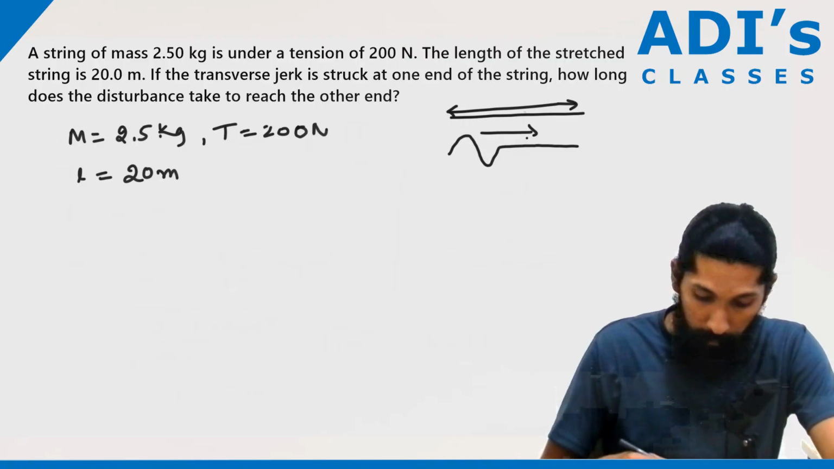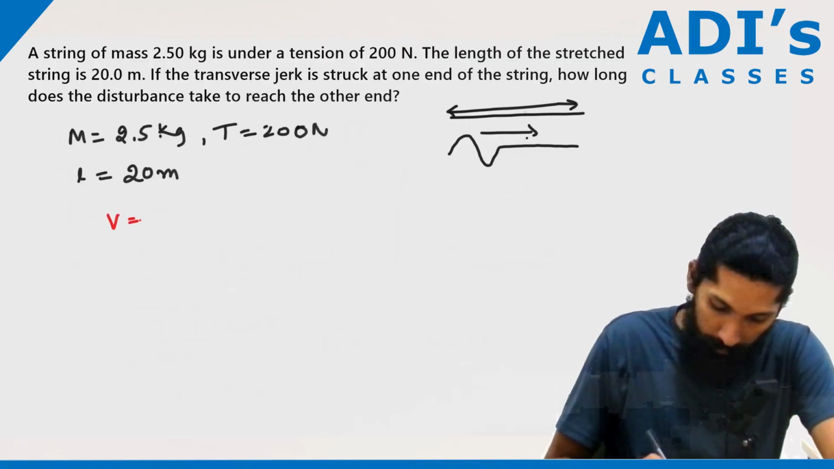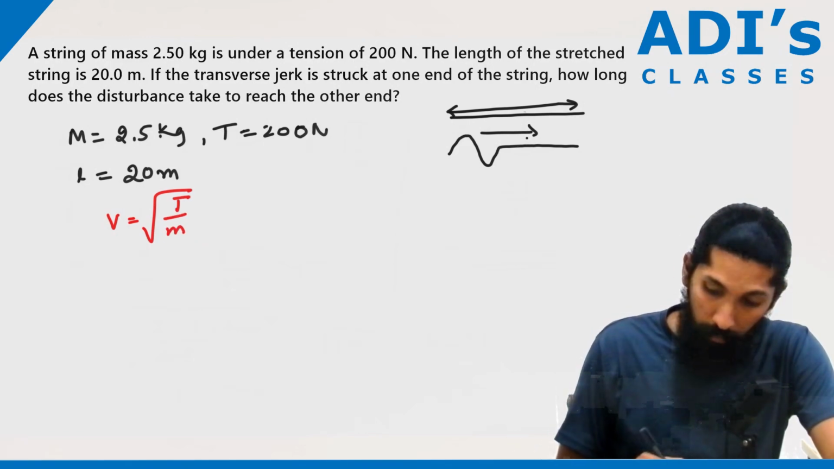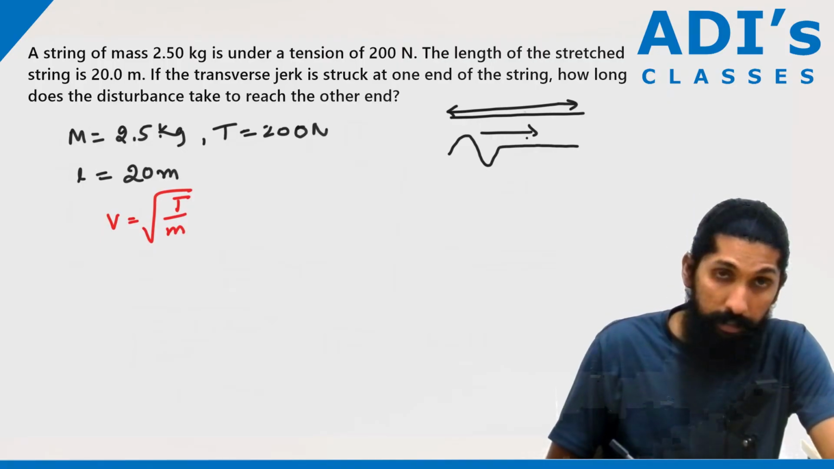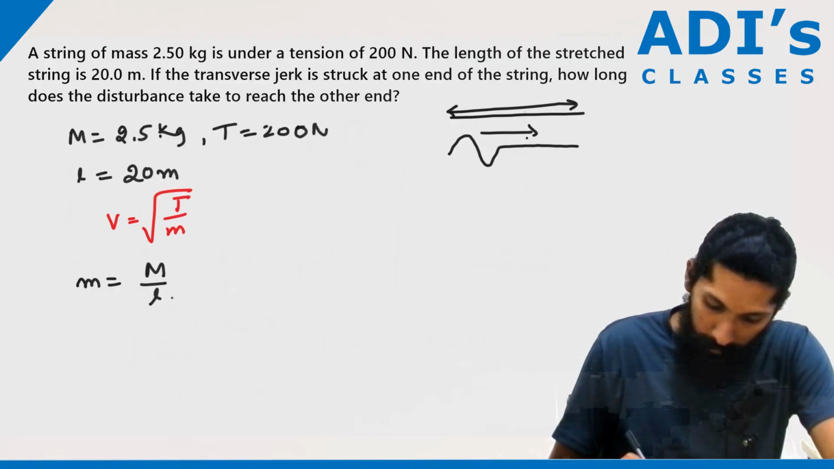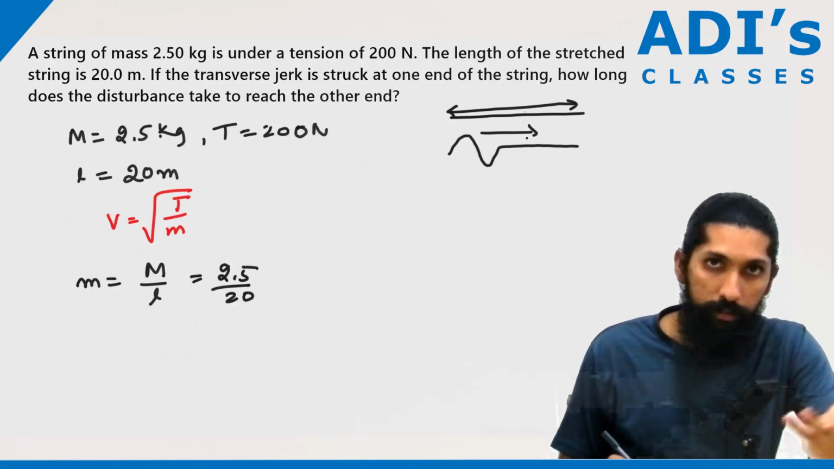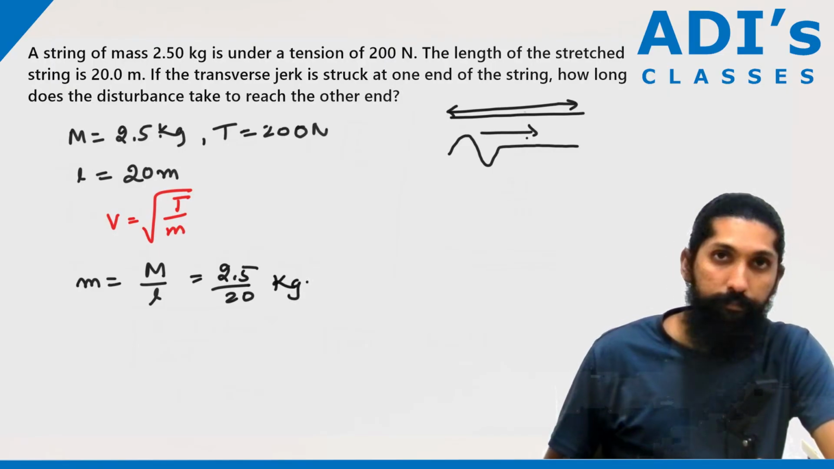Because what is the formula? The formula is v is equal to root of T divided by m. That small letter m is mass per unit length. Let's calculate that one. So we have m is equal to mass per unit length, that's 2.5 over 20. You can keep it as it is, or if you want, convert this into decimal. It's your wish. So many kg per meter.